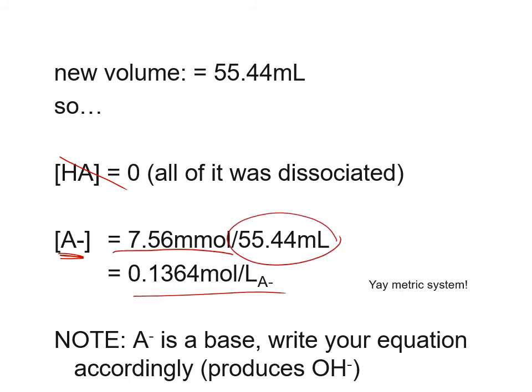So we have 0.1364 moles per liter of anion. And remember, this is a base. So when we go to write our equation, we're not talking about a weak acid anymore because we don't have any weak acid. We have a weak base. So we're going to set up our equilibrium equation for a weak base acting on water and look at the OH concentration as that happens.